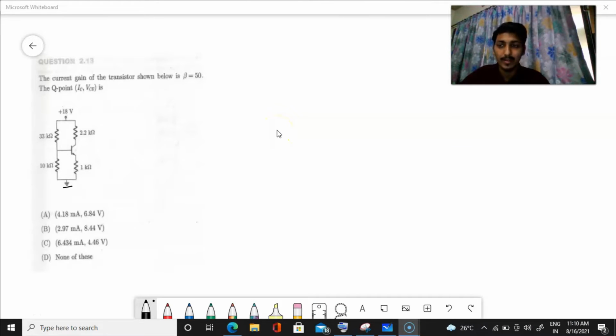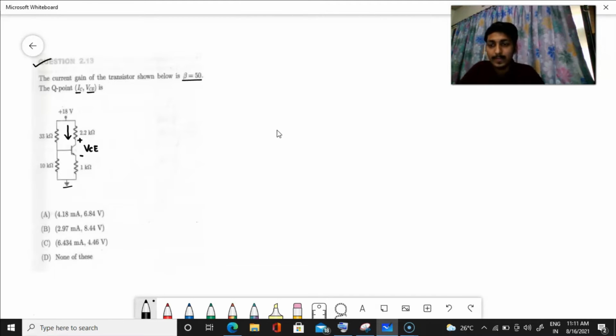Welcome to my channel. Today we are going to solve a BJT problem, which is basically the Q point problem. In question 2.13, it is given that the current gain of the transistor shown below is beta equals 50, and we have to find the Q point, which is the collector current and the collector to emitter voltage.